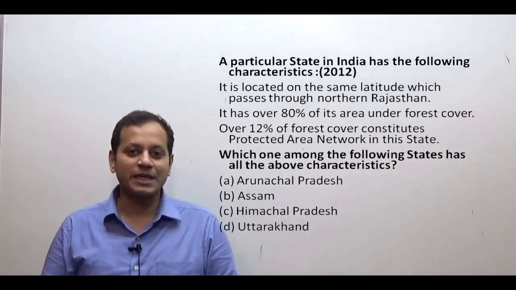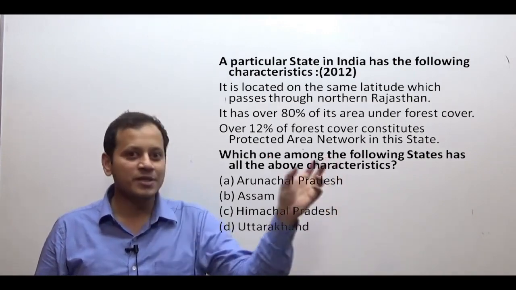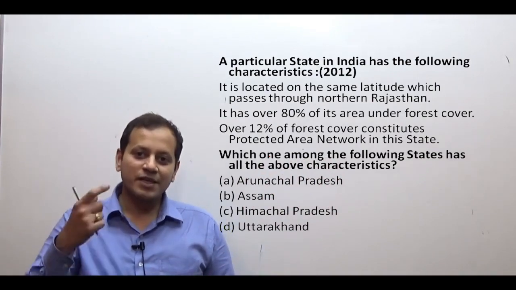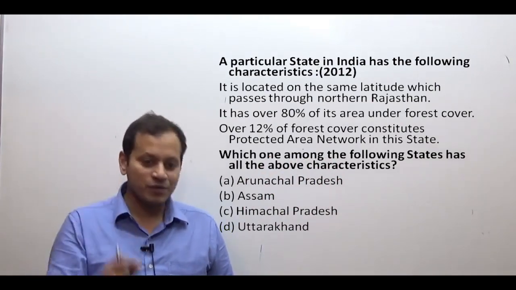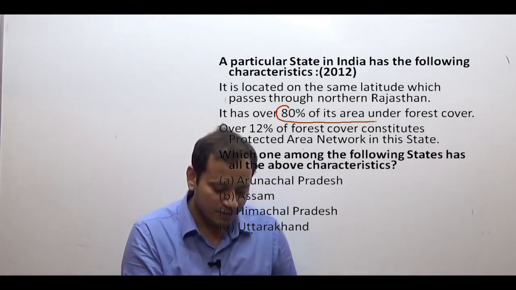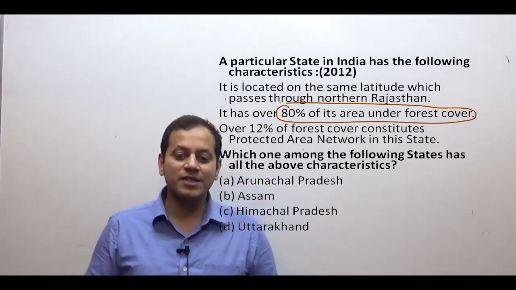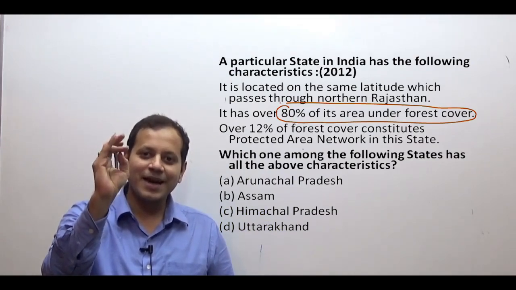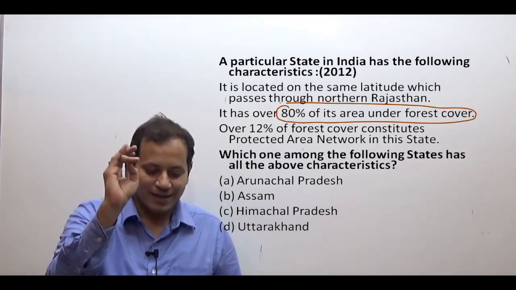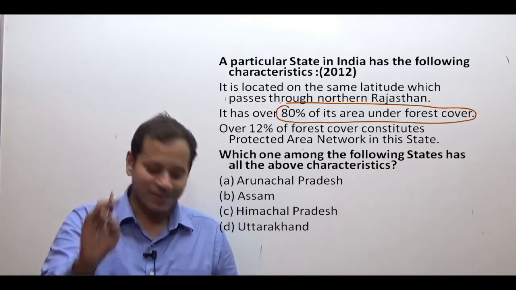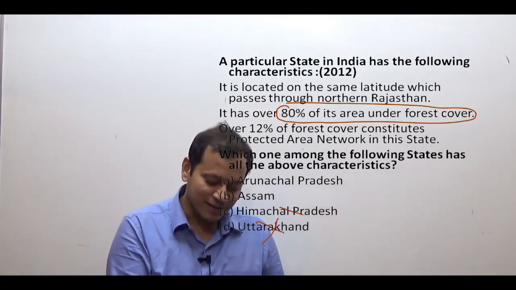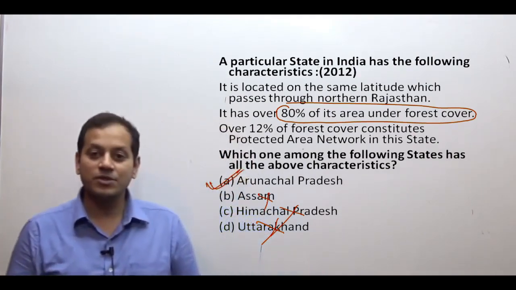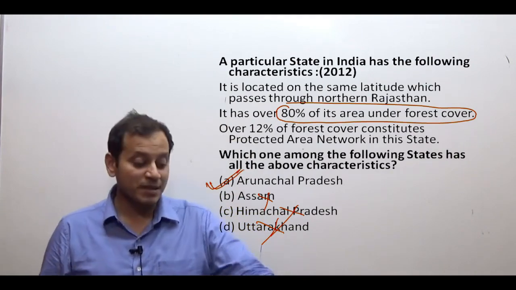I have told you many times, the latitude of Delhi and Rajasthan also passes through Sikkim and Arunachal. Now, to negate the answers, you will have to see which areas have 80% of the area under forest. Which are the states and union territories? Arunachal, Mizoram, Nagaland, and Andaman and Nicobar Islands. So Uttarakhand is not an answer, neither Himachal, neither Assam. The answer is Arunachal Pradesh. So this is how UPSC makes life easy for you.